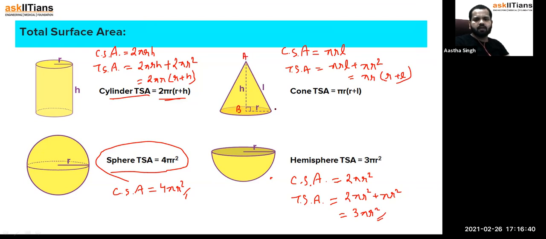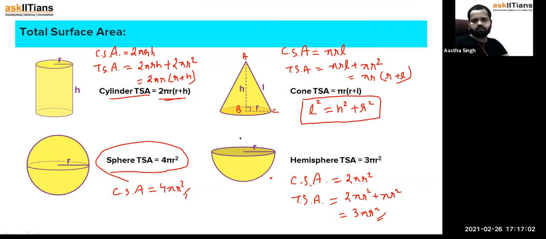And let me tell you one thing: if in a cone, let's say this point is A, this point is B, this point is C. Triangle ABC is a right angle triangle, so we can use the property of Pythagoras theorem that your hypotenuse square is equal to what? Is equal to your perpendicular square plus the base square, right? This is what you have to use.